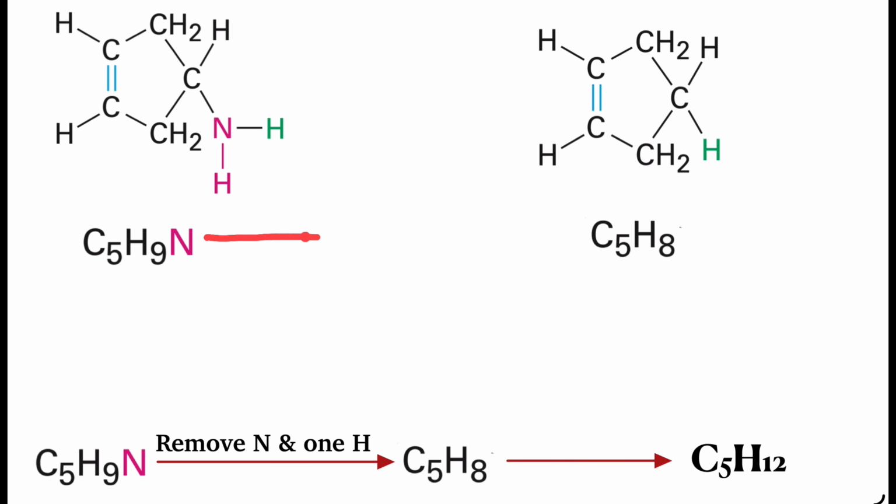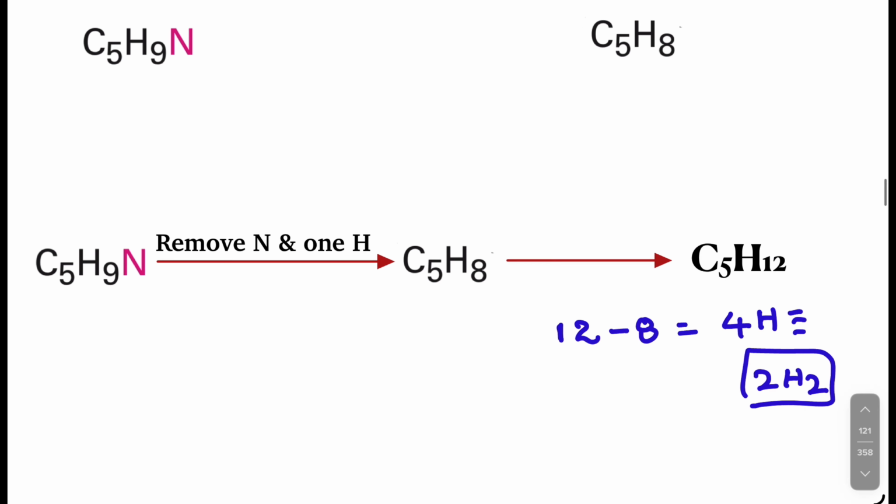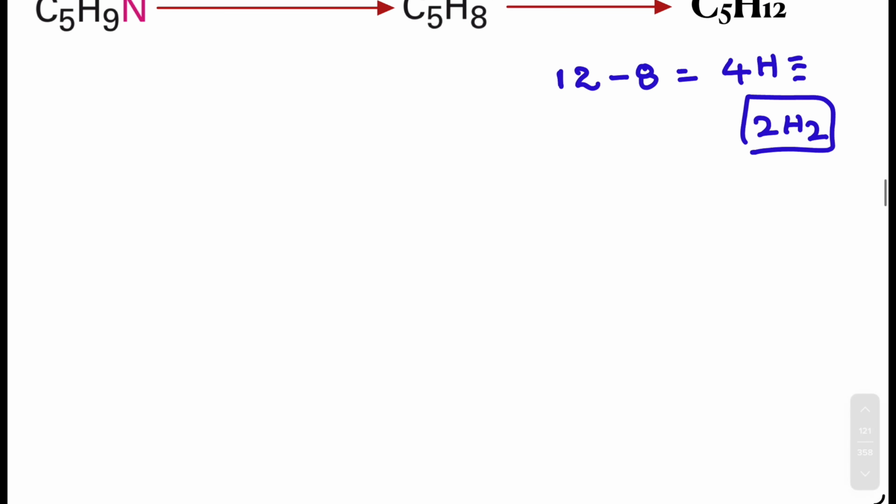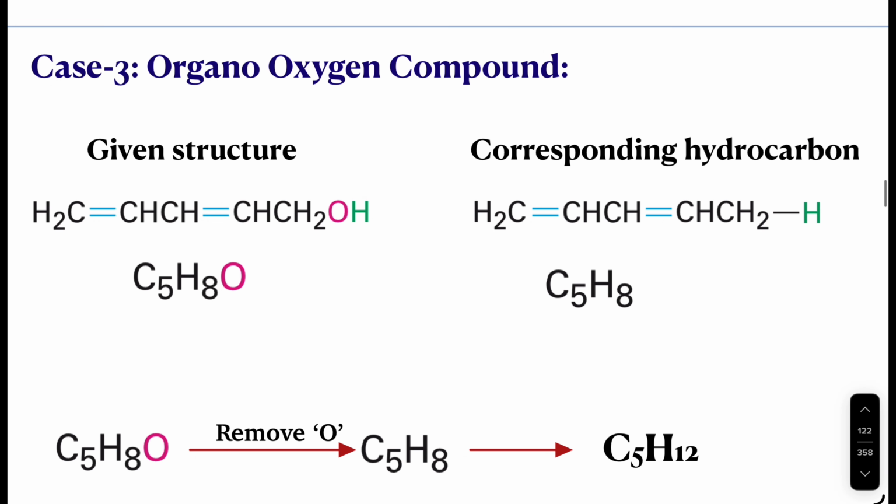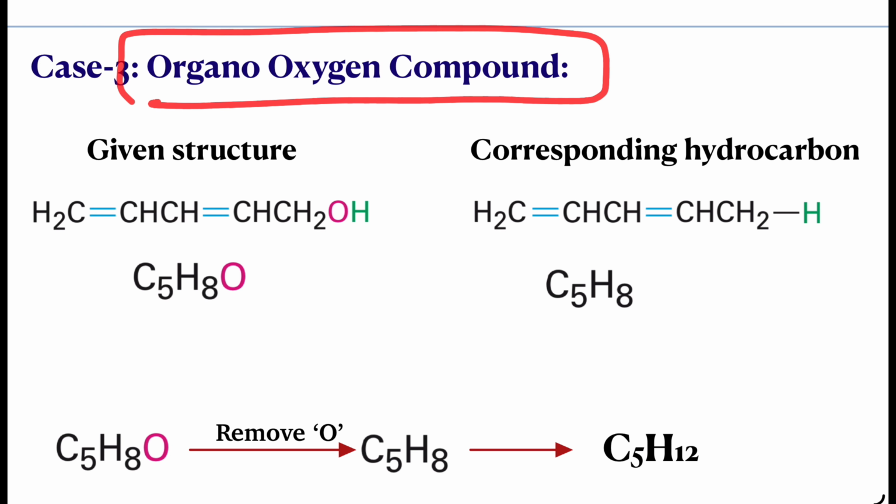In order to convert this into the corresponding hydrocarbon, remove nitrogen and also remove hydrogens. How many hydrogens do you have to remove? You have to remove a number of hydrogens equal to the number of nitrogens, and this is the procedure. Now the last situation, when oxygen is present.